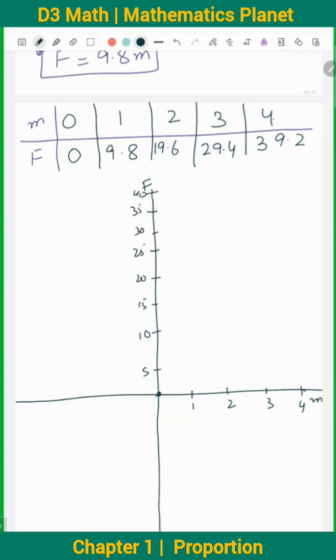So when m is 1, it's 9.8, which is less than 10. When it's 2, it's 19.6, which is less than 20. When it's 3, it's 29.4, which is less than 30. And 10 less than 40. So you can see you get a straight line. If you don't take negative numbers, you don't get any graph on the negative number line. But if you take negative numbers, it is just going to extend like this in the negative part.